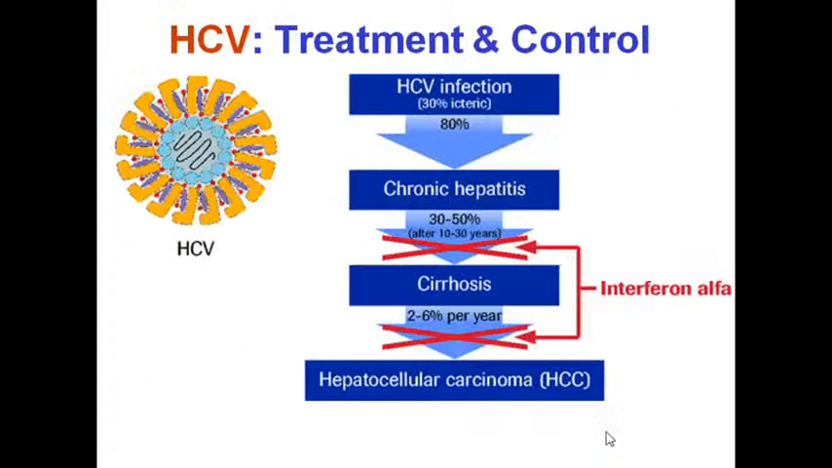So, treatment and control. Out of HCV infections, 30% are icteric and 80% cause chronic hepatitis. If treated with interferon alpha, cirrhosis will occur in 30 to 50%, then it may prevent the development of the cirrhosis, or it may prevent the development of hepatocellular carcinoma from those who had cirrhosis.